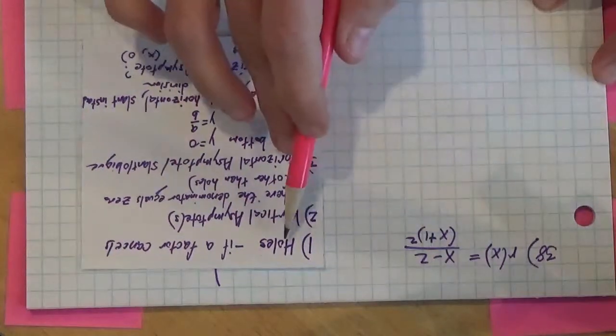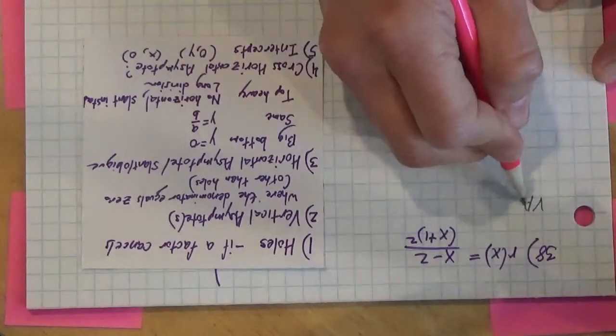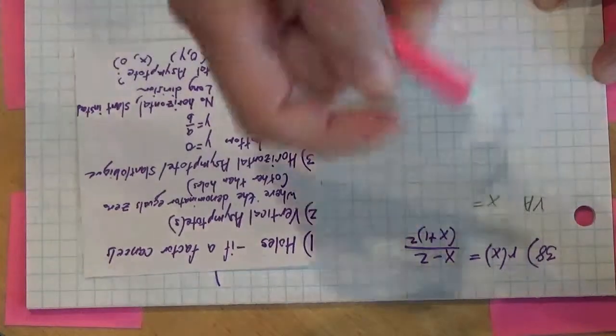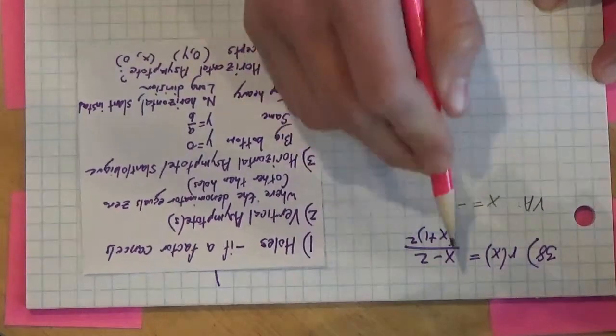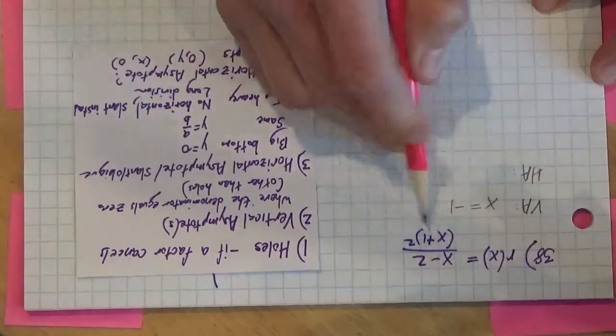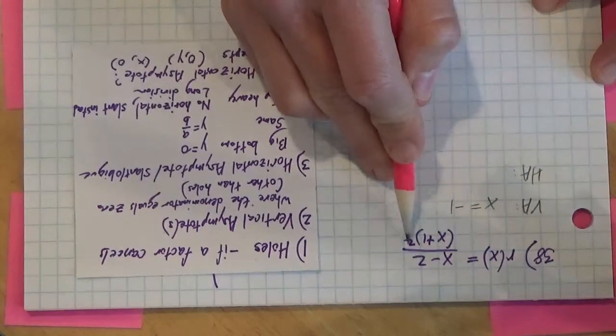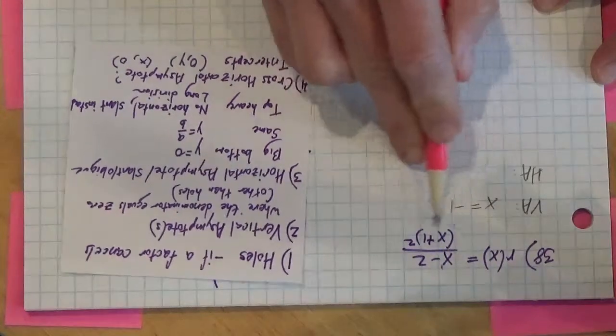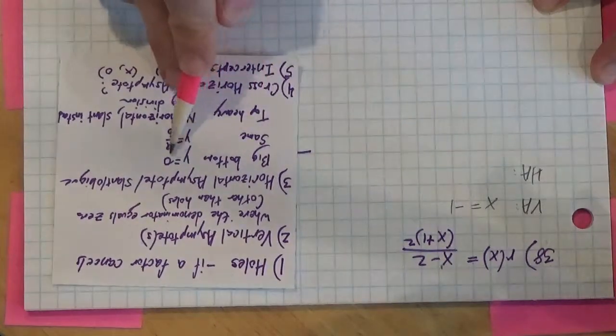So nothing's canceling, so no holes. Our vertical asymptote happens when the bottom equals 0, so when x is -1, our function blows up. Our horizontal asymptote: the bottom has x squared and the top has only an x to the first, so since the bottom is bigger, it's going to be y equals 0.